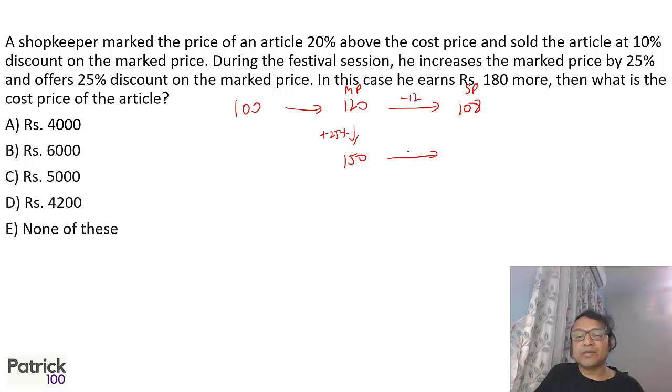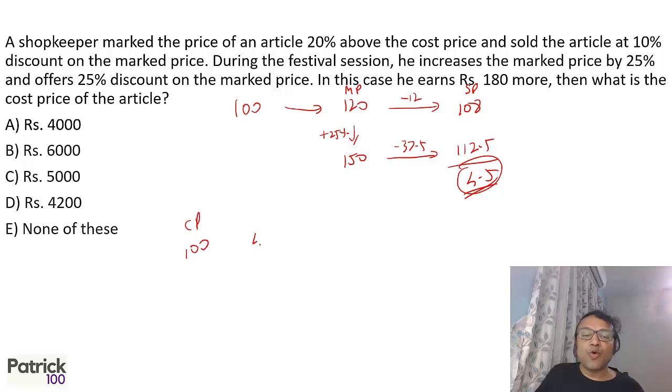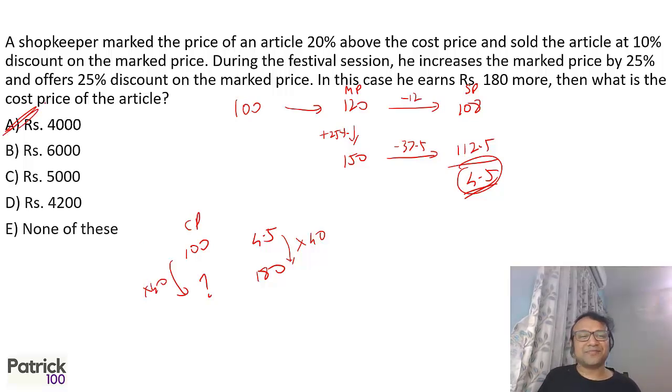And he gave a discount of 25%. So discount will be 37.5. So automatically 112.5. So the increase in selling price is 4.5, which is what he earns more, 4.5. So when the cost price is 100, he earns 4.5 more. So to earn 180 more, what is the cost price? Right? So if you look at this properly, this becomes 40 times. So here also will be 40 times, which will be 4,000 rupees as the cost price. A option.